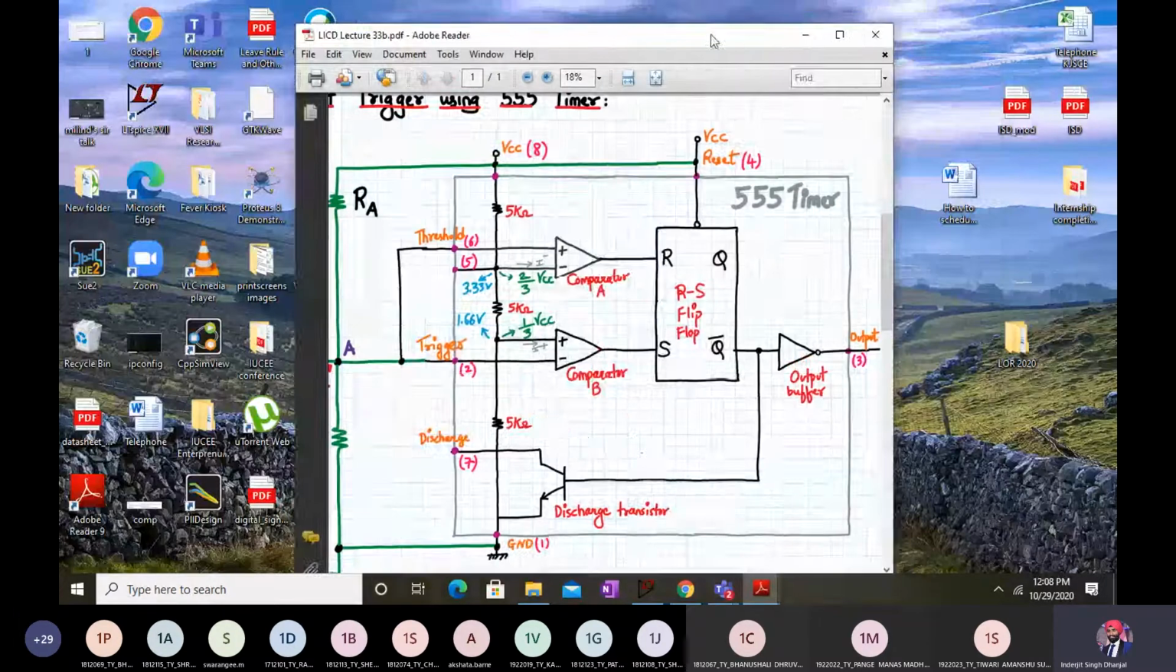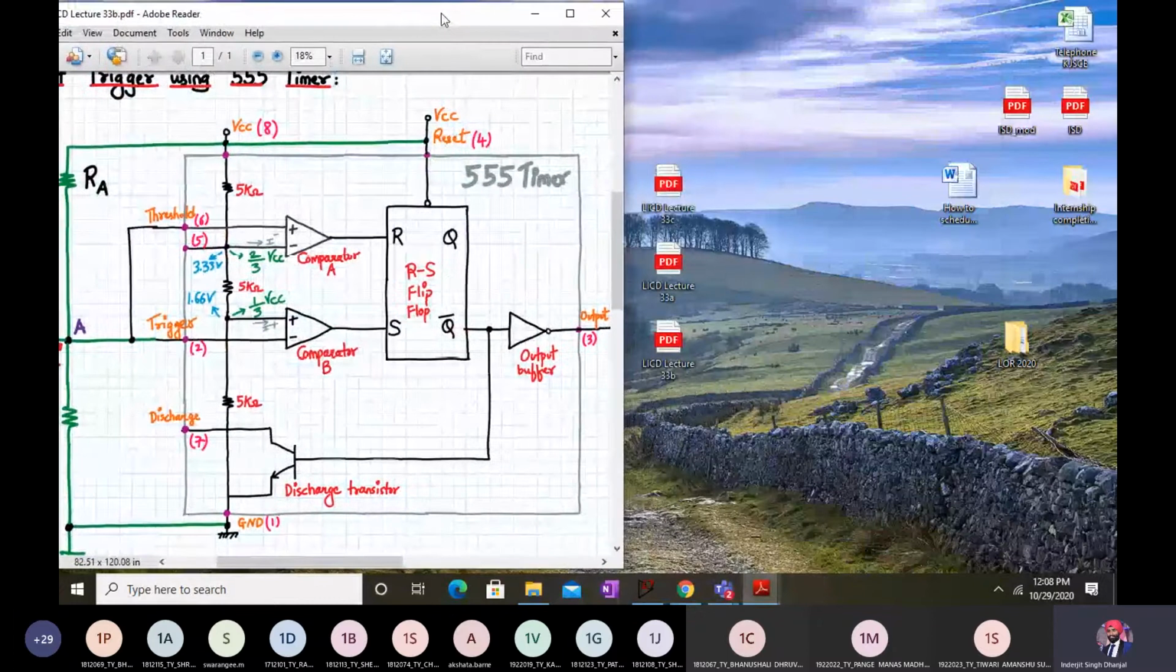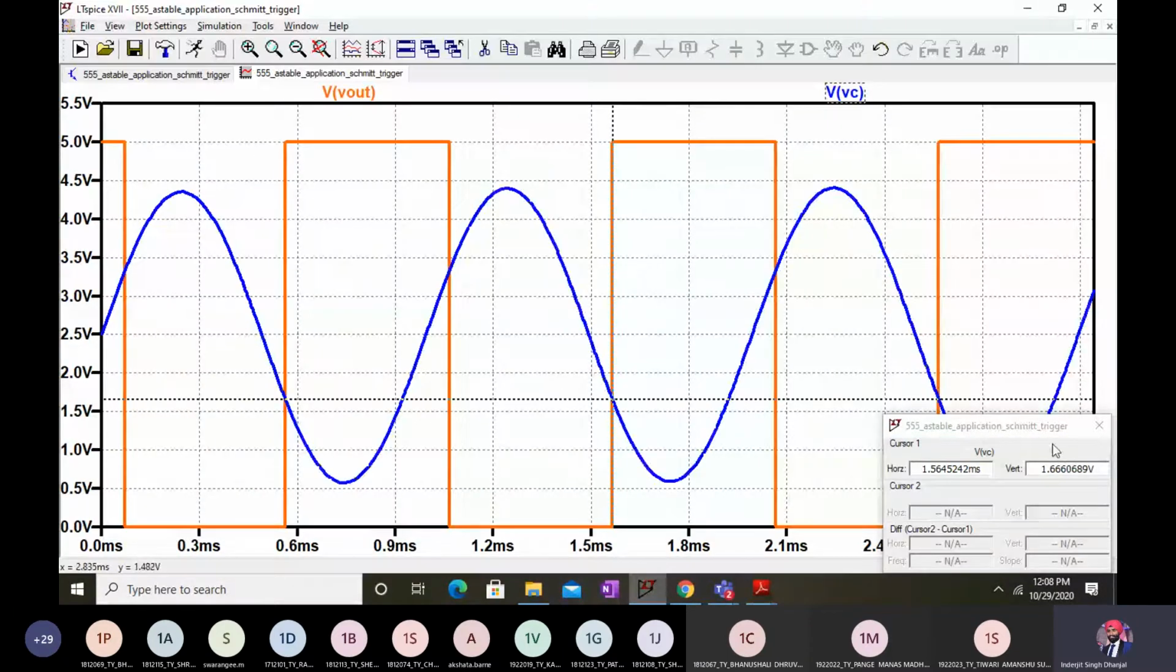Now I think I have made a mistake in the output waveforms. That's why I'm showing from the simulation. Again, I repeat, whenever the input crosses the upper threshold level, only then will my output state change from +5 to 0. And whenever the input goes below this lower threshold point, my output will change from 0 to 5 volts. In this case, it is a 555 timer. We have studied the Schmitt trigger earlier using a 741 op amp, but this is using a 555 timer. Now let me go back to the PDFs.